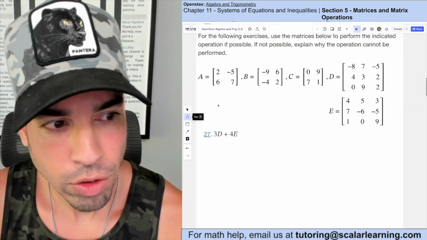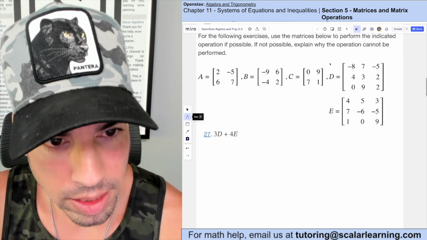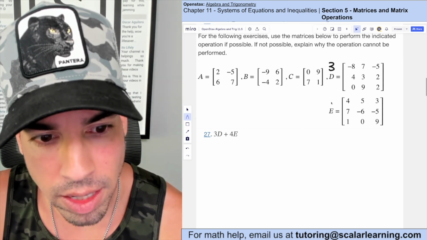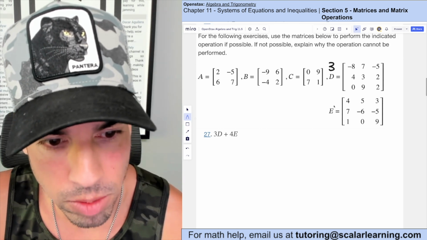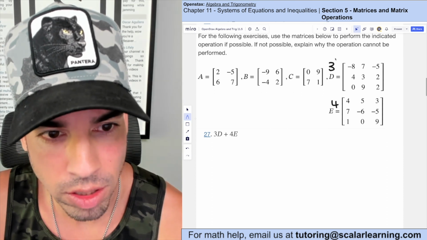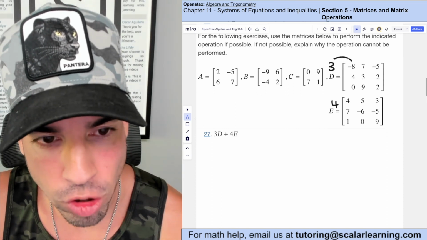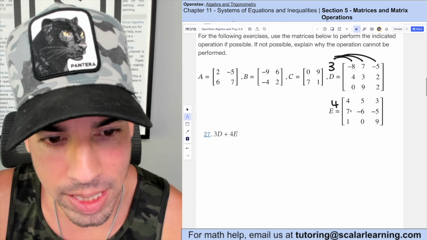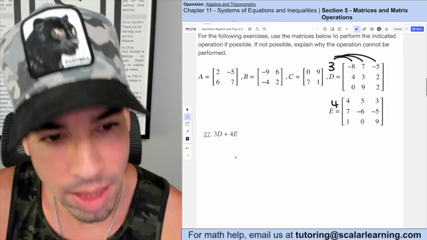Done. All right, so for this one, we're going to start by multiplying D by a scalar of 3, and then we're going to add it to 4 times E, okay? So we're going to write that out here. Now, first what I'm going to do is distribute this scalar to every term in D, and then I'll do the same in E, then we'll add them together.